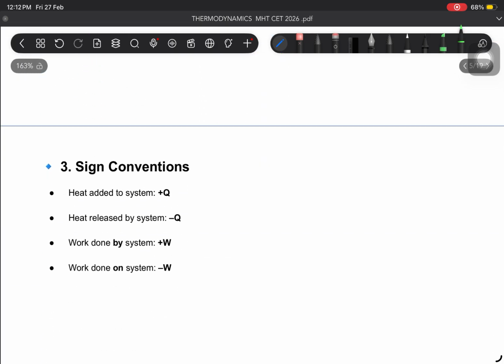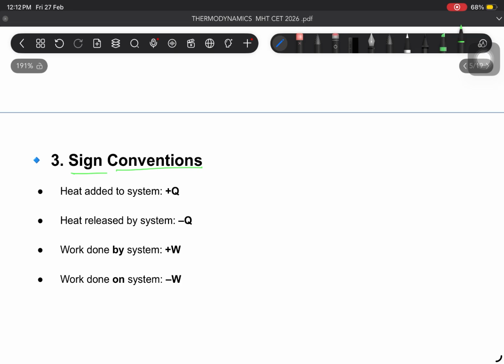Now, sign convention. This is very important for numericals. Heat added to the system is taken as positive. Heat released by the system is negative. Work done by the system is positive and work done on the system is negative. If you make a mistake here, the whole answer goes wrong. So, important.